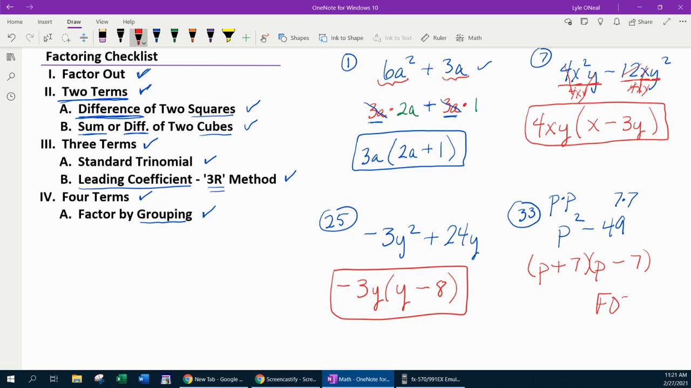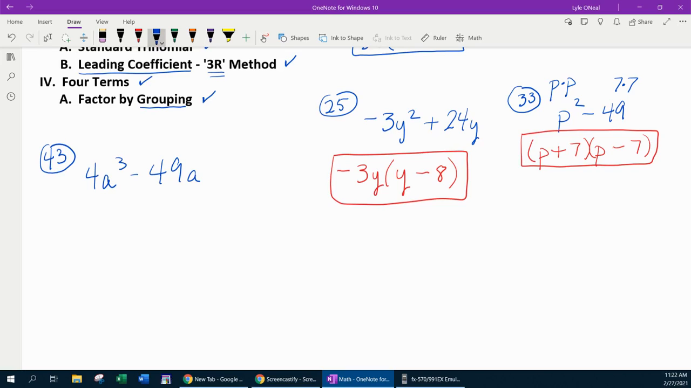And then if we were to do the FOIL method, we could check and make sure that we get back what we had. So in order to check this factoring, you would need to FOIL it. And that is factored correctly. It's also factored completely. Next, number 43.